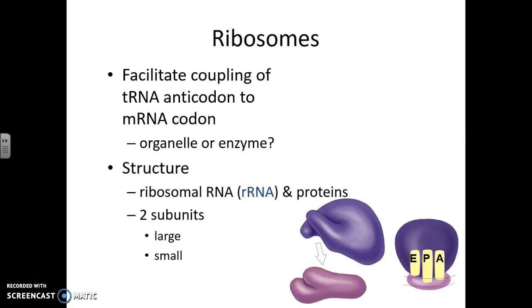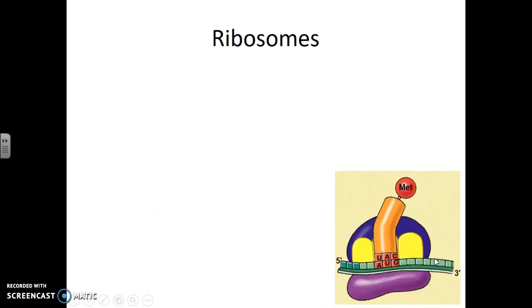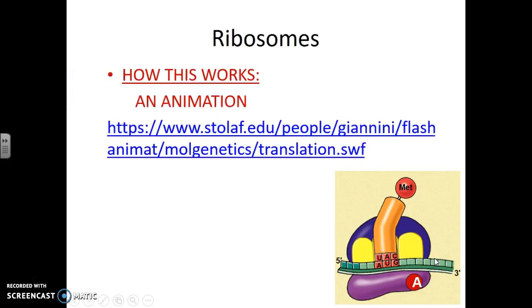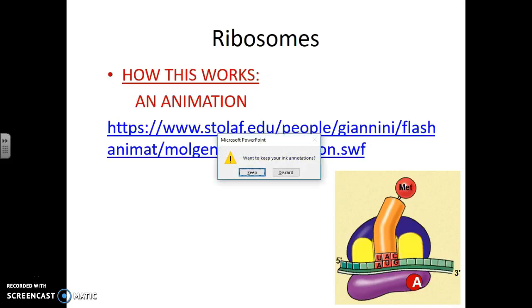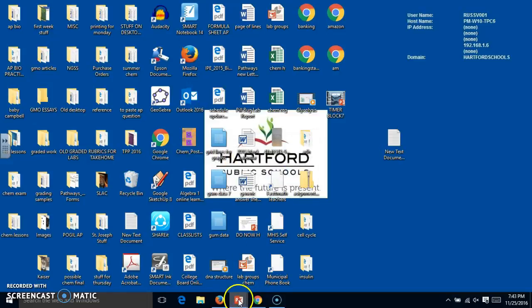There's some question about whether ribosomes are really prevalent enzymes or actually organelles, because they're made up of both protein and ribosomal RNA. Now, there used to be this whole to-do about these sites in the ribosome. We're not going to have to memorize what the sites do, but we are going to look at a brief animation on how this works. Just make sure I find my animation.